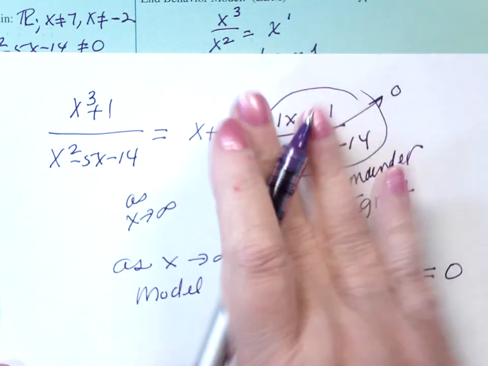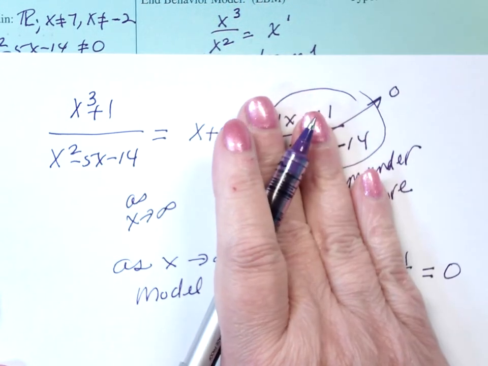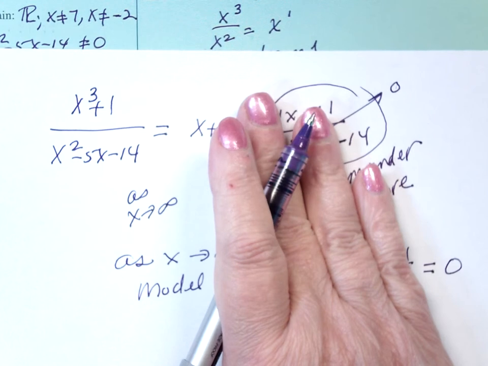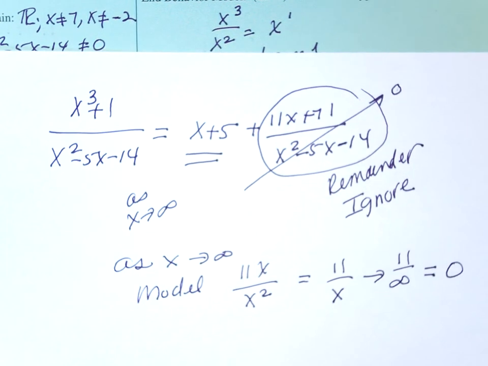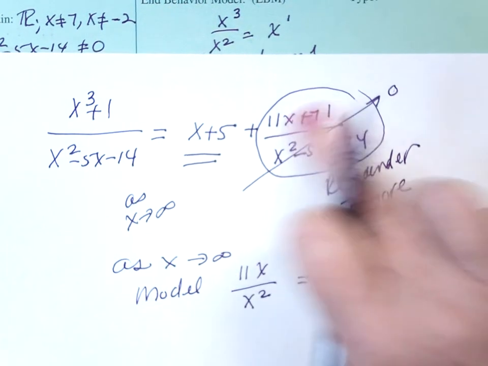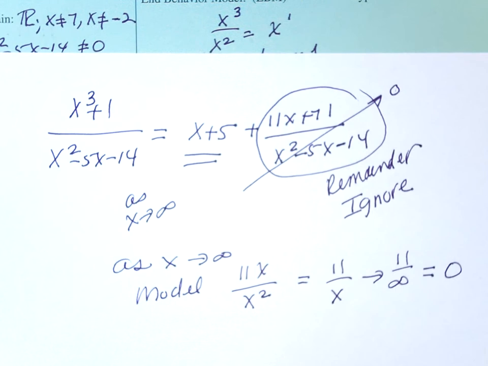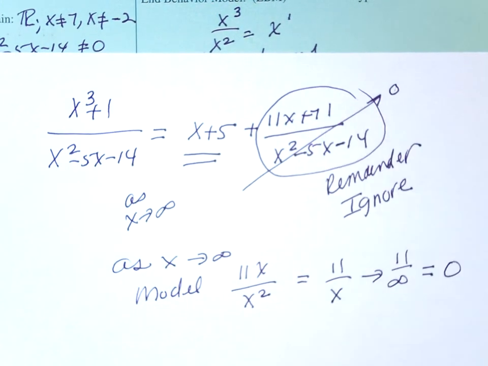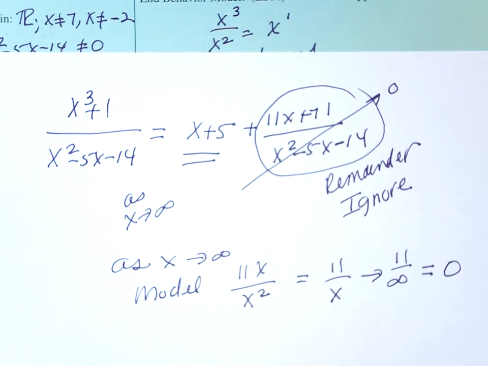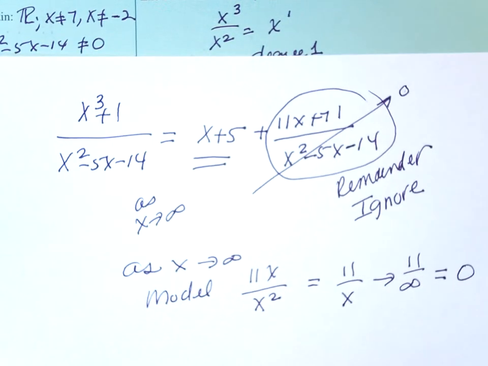And what I'm left with is x plus 5. So when I'm finding the OA, I have to do a division, denominator into numerator, and the quotient is what my OA is. This stuff doesn't matter, because as x gets very, very large, this whole thing goes to 0 and evaporates away. So once you have your x plus a constant, you're good?